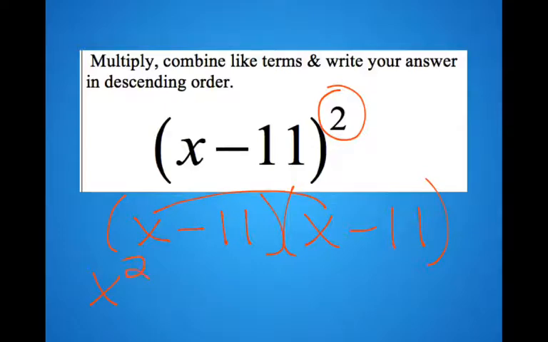X squared, we do the outside, which is minus 11x. We do the inside, which is also minus 11x. And then a negative times a negative is a positive, so 121. Now the two middle terms do combine, they don't cancel out this time. So it's going to be x squared minus 22x, and then plus 121. Okay.